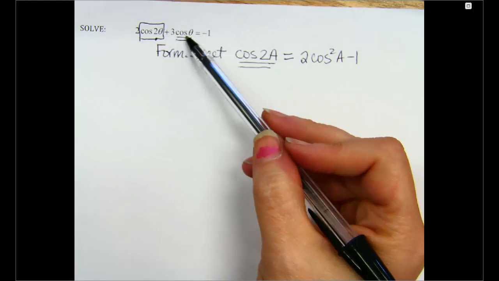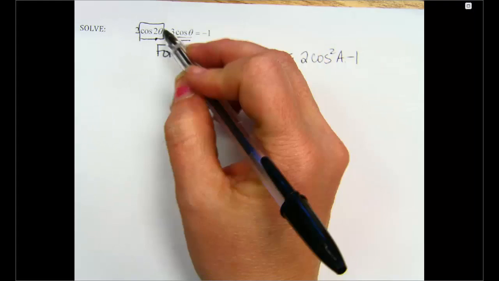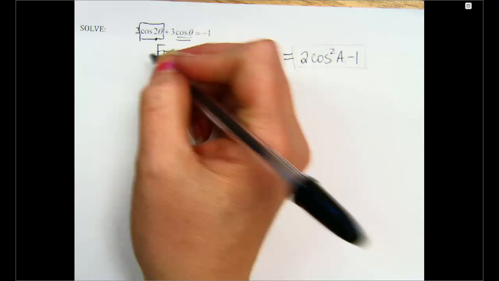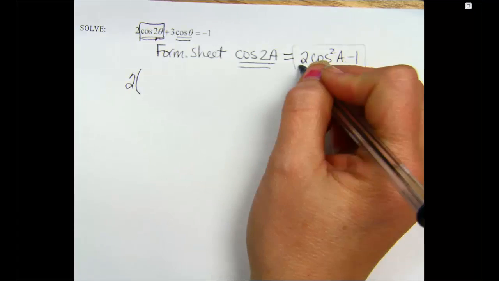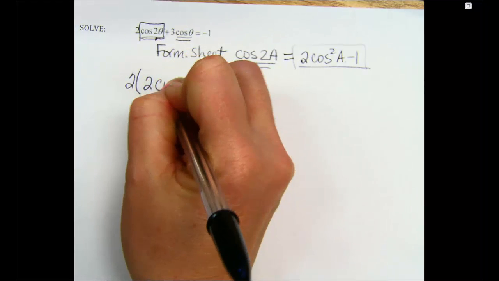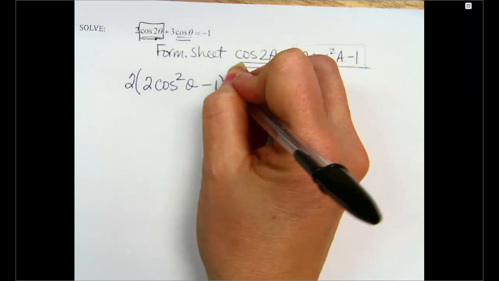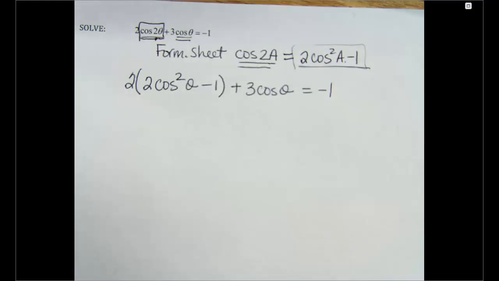Okay, so we're using thetas instead of a's. It's just an angle name, it doesn't matter. But I'm going to replace this cosine 2 theta with 2 cosine squared theta minus 1 and copy everything else down. So 2 times cosine 2 theta, replace it, 2 cosine squared theta minus 1, copy the rest down, plus 3 cosine theta equals -1. That's the only new work. Everything else is solving a quadratic equation like you've been solving for a while now.